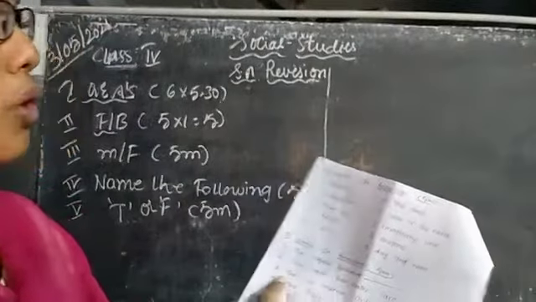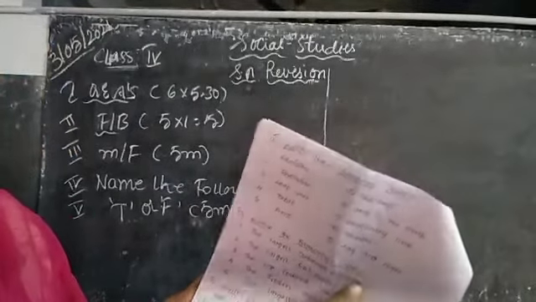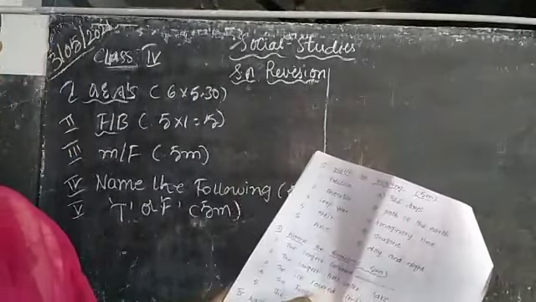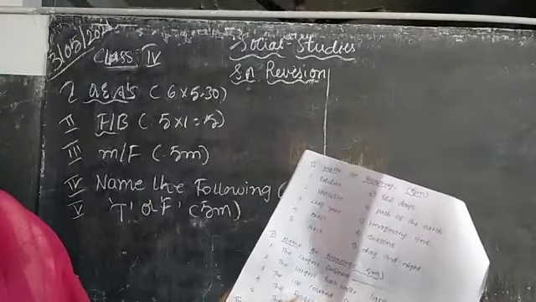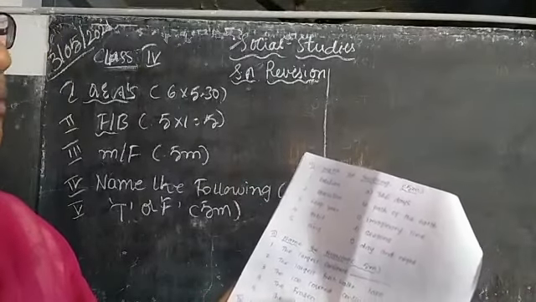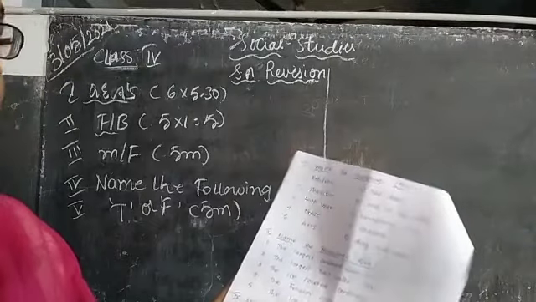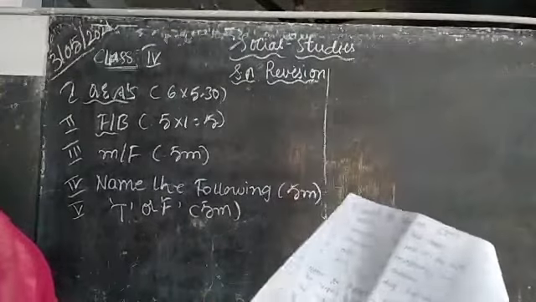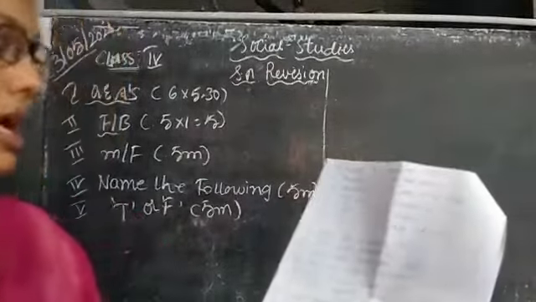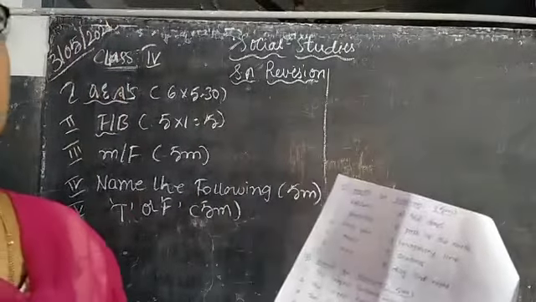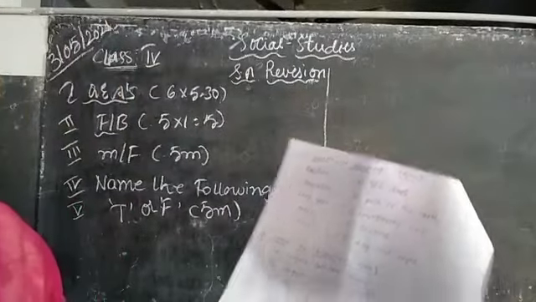Name the following. The largest continent, this I have already given in your classwork. The largest freshwater lake. The ice covered continent dash. The frozen ocean dash. The largest desert dash. Okay, next, the fourth bit is what? Write whether the following statements are true or false. This is for 5 marks.